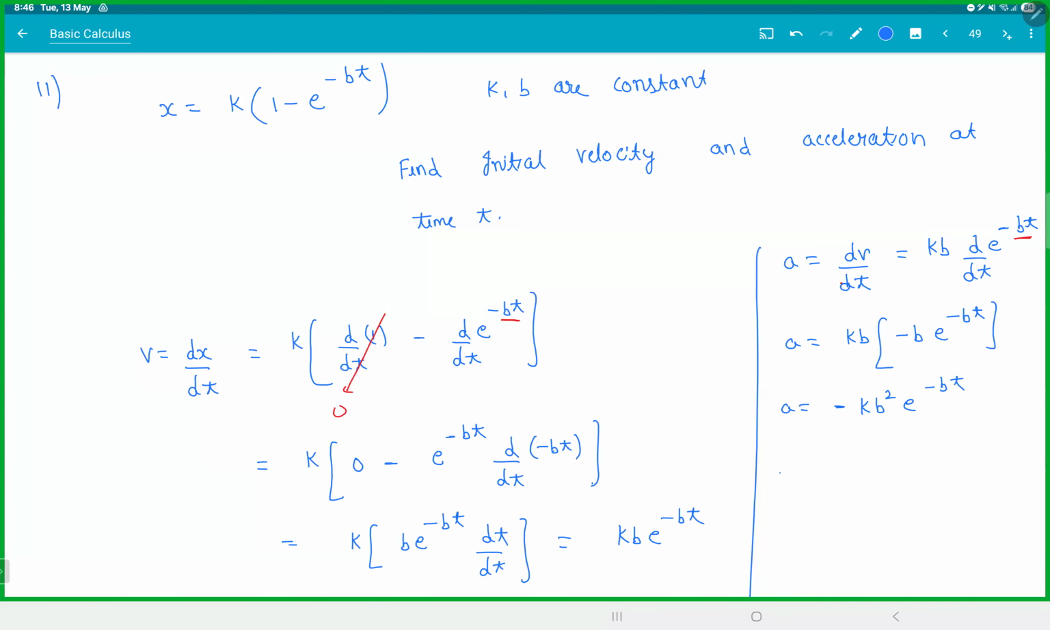You want velocity at t is equal to 0. So at t is equal to 0, if you substitute, velocity will be k into b. E power 0 is 1. Check it out. Clear with this?